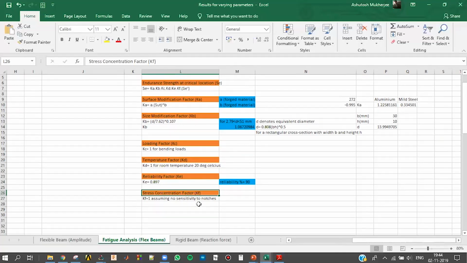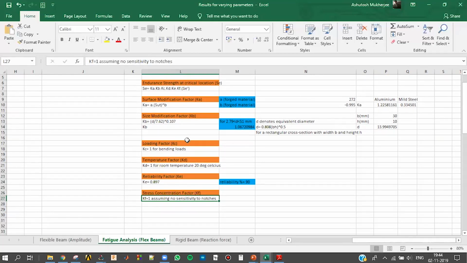So basically, in this particular project, I have assumed that there are no sensitivity notches, and that the stress concentration factor is taken as 1. What does no sensitivity to notches mean? Notches refer to any kind of irregularity, any kind of holes, any kind of valleys in the beam material, or the material which we are considering.